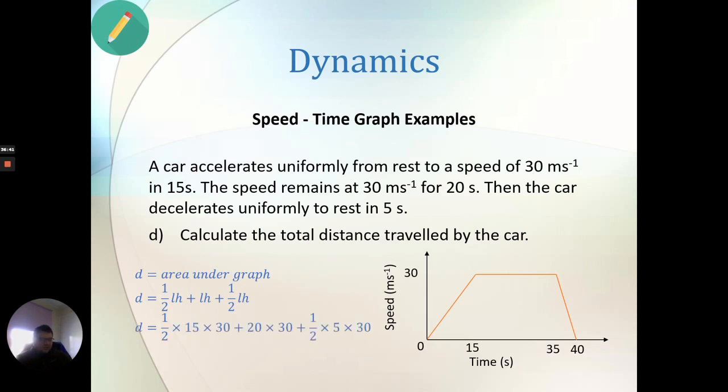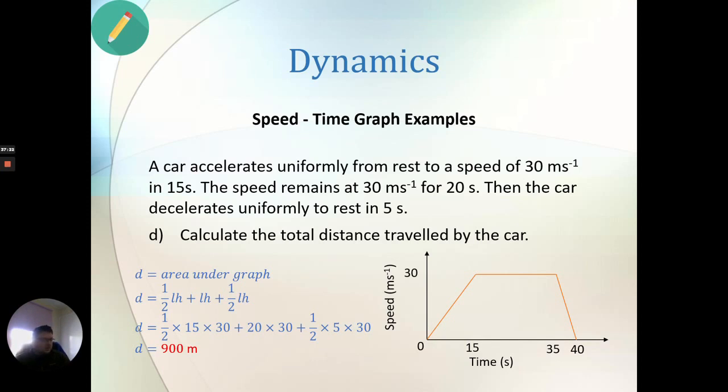For the first triangle, the base is 15, the height is 30. In fact, the height is 30 for all of them. Then for the rectangle, we're adding 20 times 30. And then for the last triangle, we're adding a half times 5 times 30, because, again, 30 is the height. It's only going from 35 to 40, so only a difference of 5 in time for the base. And it's a half because it's a triangle. And that substitution, that is your second mark. And your third mark is for saying it's 900 meters.